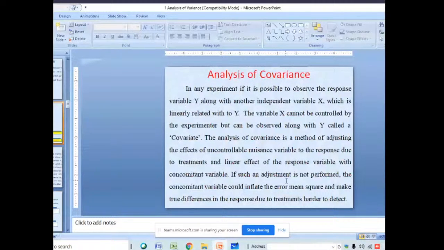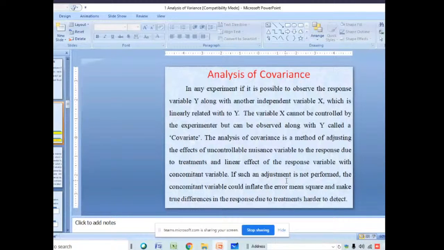And analysis of covariance is also a technique that we are going to use. It is possible to observe the response variable y along with another independent variable x, which is linearly related with y. The variable x cannot be controlled by the experimenter, but can be observed along with y, which is called a covariate. In that type of case, the analysis of variance that you calculate is called analysis of covariance.